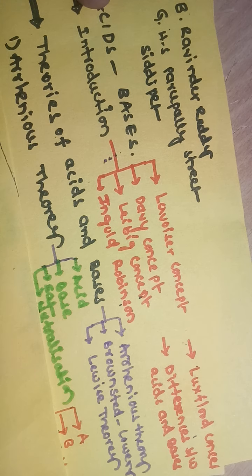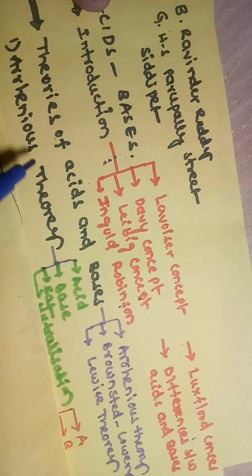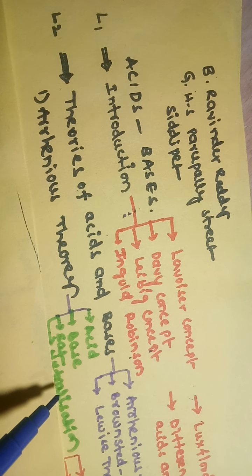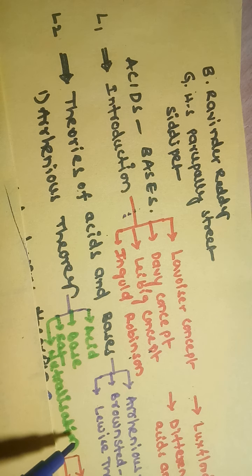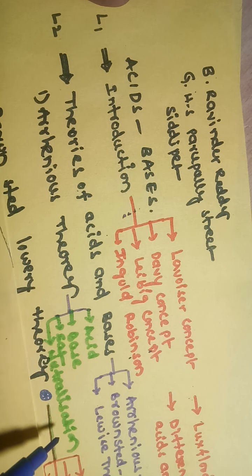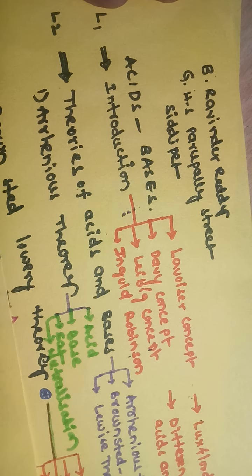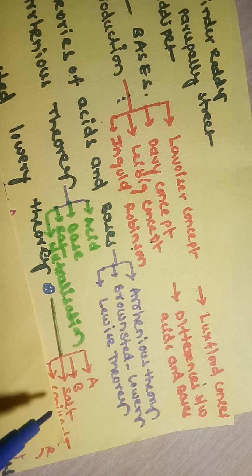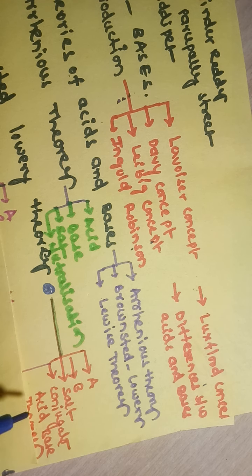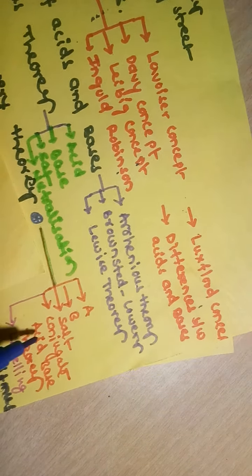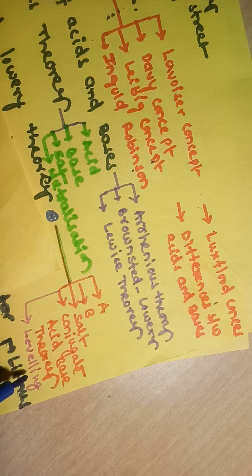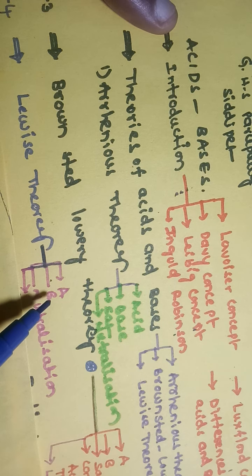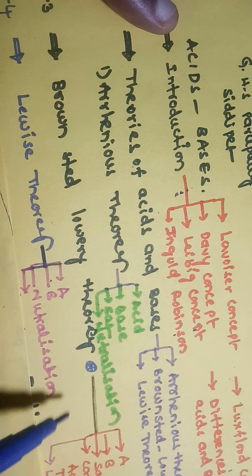In these three theories, we discussed the Arrhenius concept: what is meant by an acid, what is meant by a base, what is meant by a salt, the neutralization reaction, and limitations. Next, the Bronsted-Lowry theory: what is meant by an acid, a base, a salt, the conjugate acid-base pairs, and we also discussed the leveling effect. Next, in Lewis's theory, we discussed what is meant by an acid, a base, neutralization, and limitations.